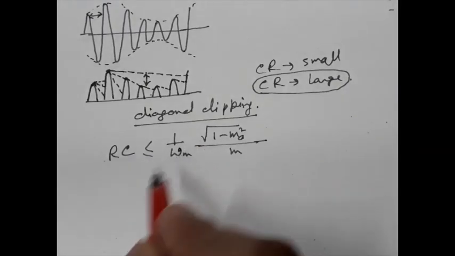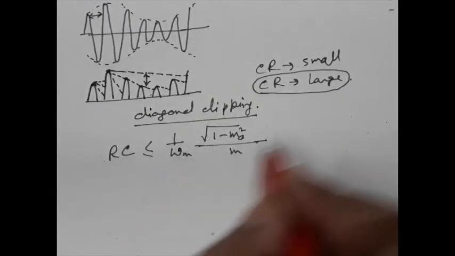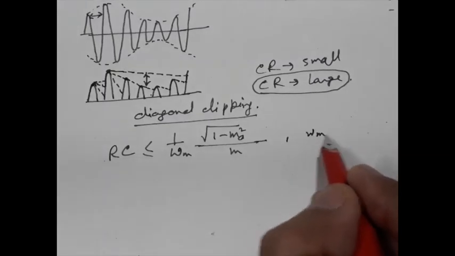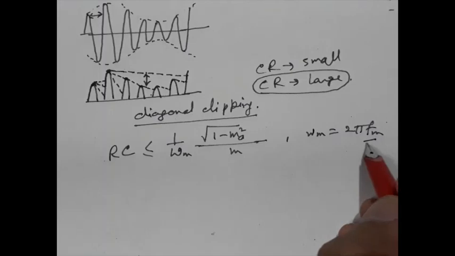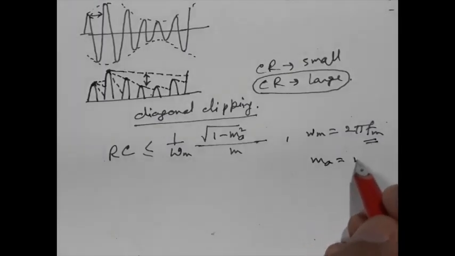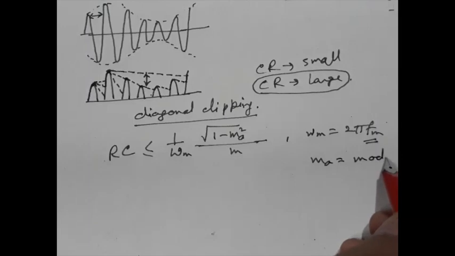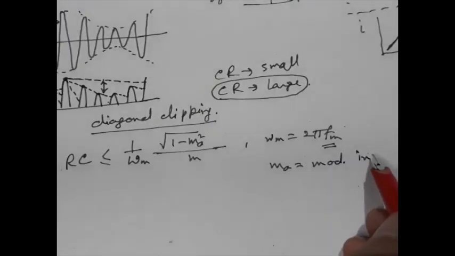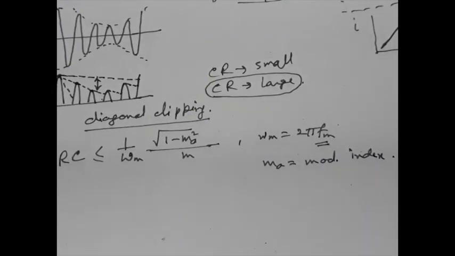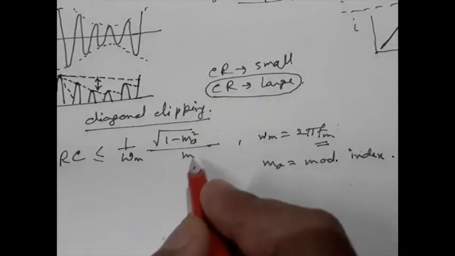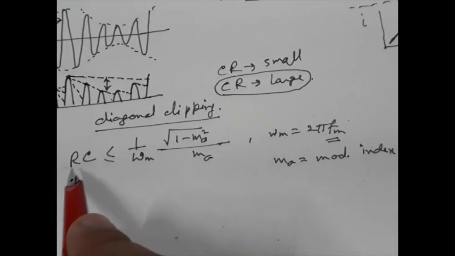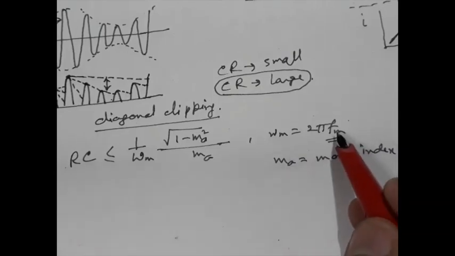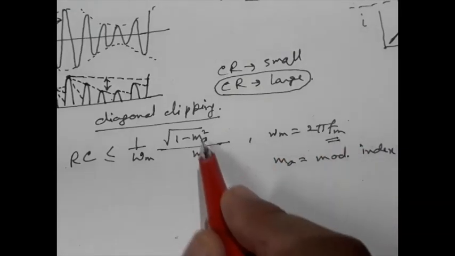Omega m equals 2 pi fm. Fm is the maximum frequency component of the baseband signal, and Ma is the modulation index. That means the choice of RC is dependent on the maximum frequency component and the modulation index.